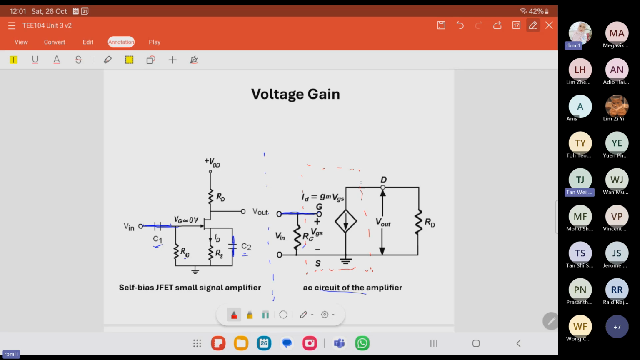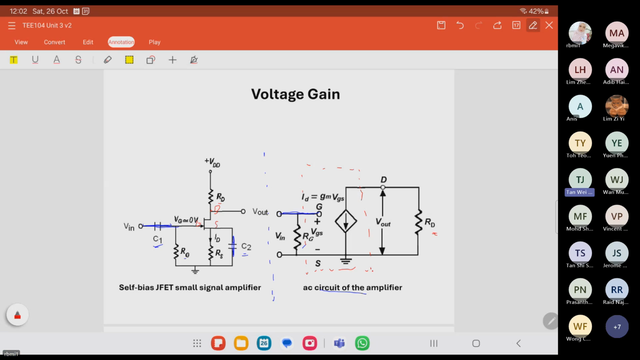Then we connect what else we have in the circuit. From D, connect to RD. And from the gate, we have the RG. This is drain, gate, source. For the source, we have the RS. But for this AC equivalent circuit, there is no RS.